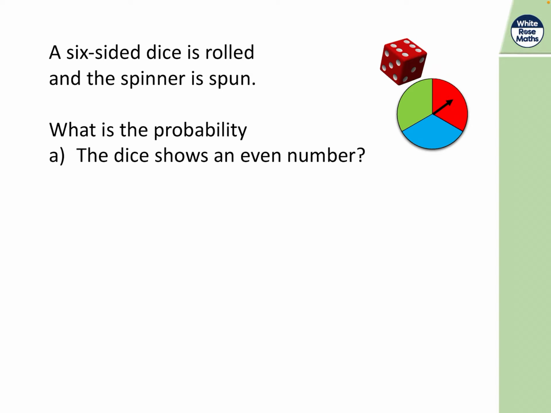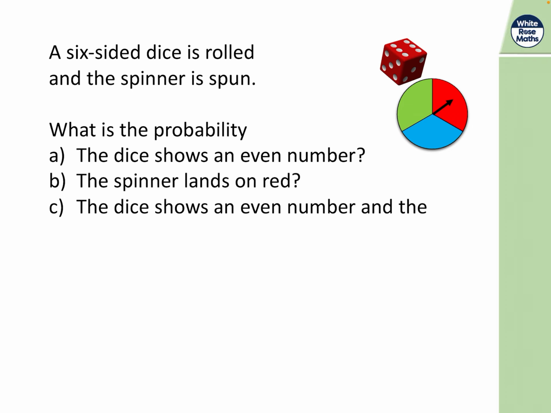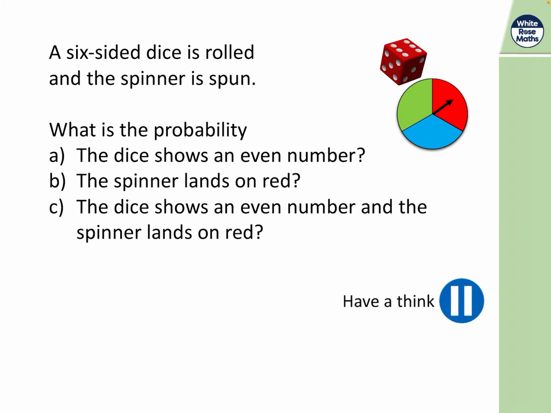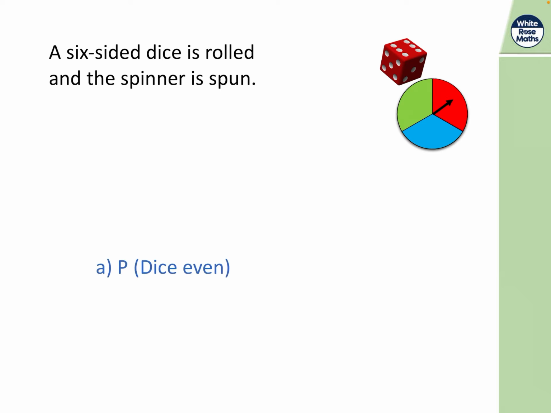What is the probability that the dice shows an even number, that the spinner lands on red, or that the dice shows an even number and the spinner lands on red? Okay, so the first two questions should be nice and straightforward. An even number: there are 3 even numbers on a dice, 2, 4 and 6. So there are 3 out of 6, which is a half, which is the probability that you get an even number.